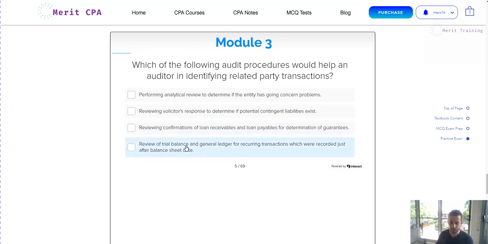So D, review of trial balance and general ledger for recurring transactions which were recorded just after balance sheet date. This is a good test, but it's not specifically a test for related party transactions. It's more of a test in relation to the cutoff assertion, right? It's a common test that auditors do, but they don't do it specifically for looking for related party transactions. They do it to ensure that the balance date transactions are reported accurately.